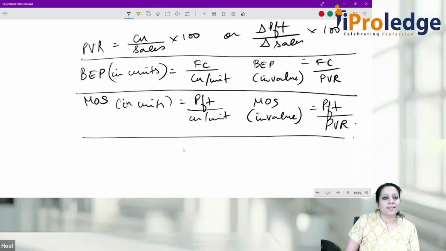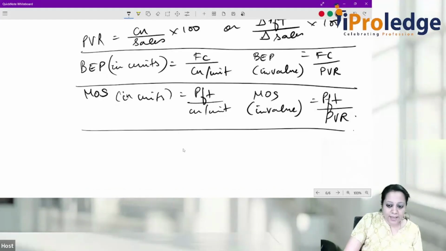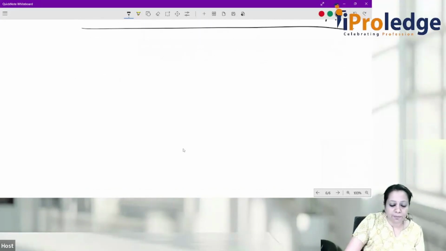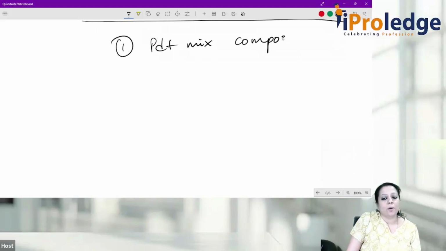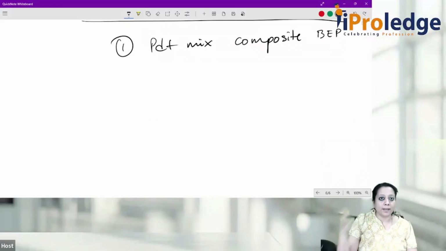This is the checklist, obviously. So now, what are the checklists that we are having? What are the types of problems? First of all, you all remember the product mix, when we did composite contribution and composite BEP. It's there in one of the problems in your textbook illustrations itself. We have done it in the class also.